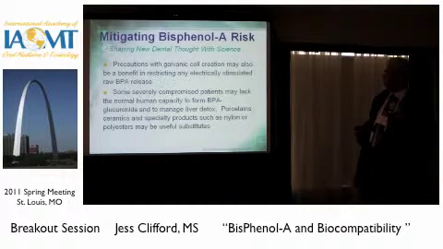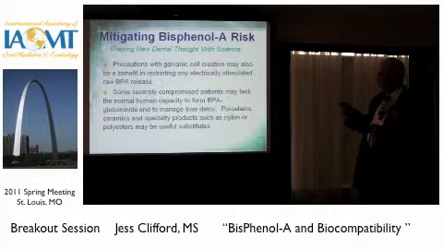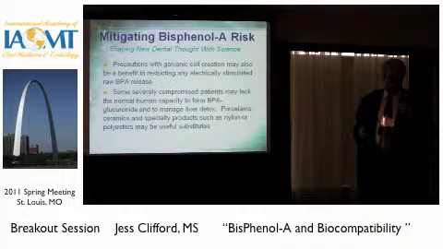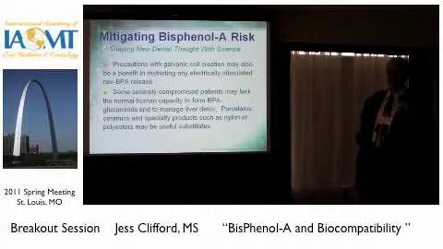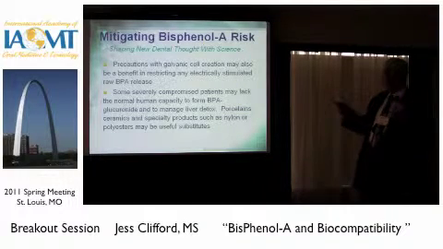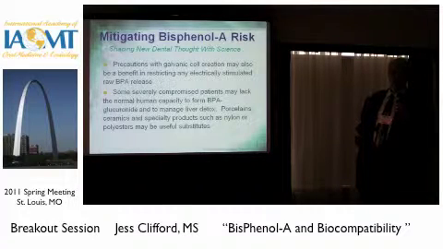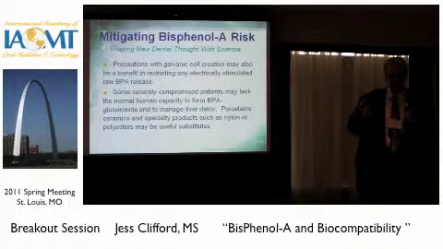Some severely compromised patients may lack the normal human capacity to form the glucuronide, to manage liver detox. Porcelain, ceramics, and specialty products such as nylon or polyesters may be useful substitutes for these patients. They are not candidates for sealants. And these are some possible things you could substitute to keep from challenging them. These are also things you can use when mom and dad have the National Guard standing behind them with a howitzer pointed at you, and they say, wow.